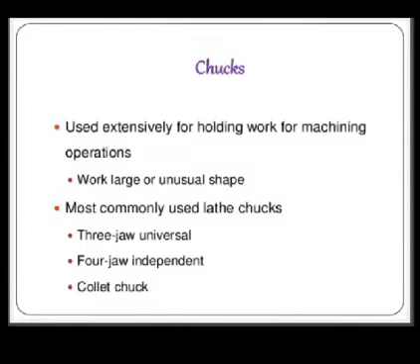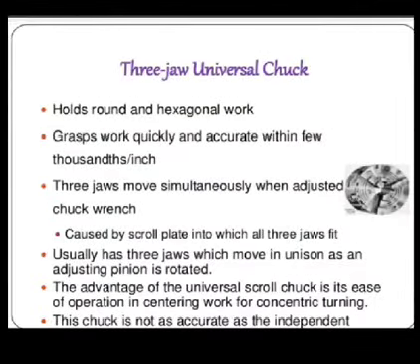Here, the 3-jaw universal chuck. In a 3-jaw universal chuck, all the 3 jaws move simultaneously by turning a key in any one of the 3 pinions which mesh with a scroll disc. When the disc rotates, all three jaws move backward and forward by an equal amount, and it holds round and hexagonal work and grasps work quickly and accurately within a few thousandths per inch.